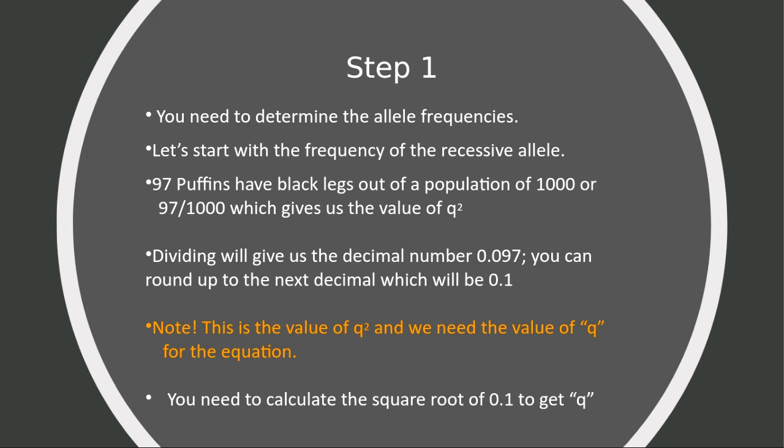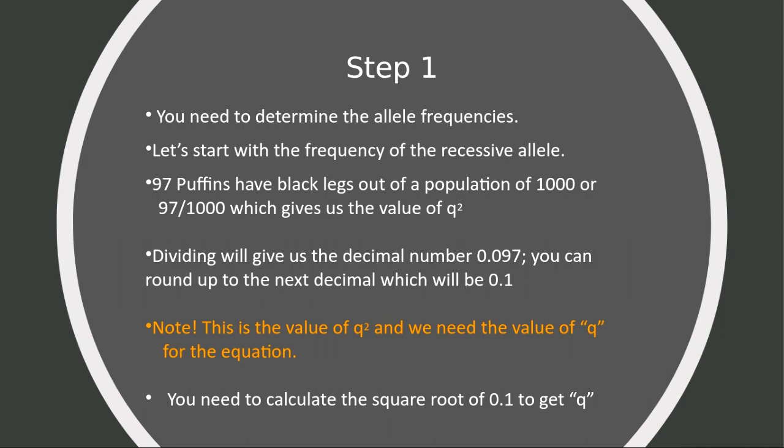So step one of trying to figure out if evolution has occurred is to determine the allele frequencies. So we'll start with the frequency of the recessive allele, which is something that we can actually determine, right? We can see very clearly that 97 puffins have black legs out of this population of 100. Or we can express this as 97 divided by 1,000, which will give us our value of q squared.